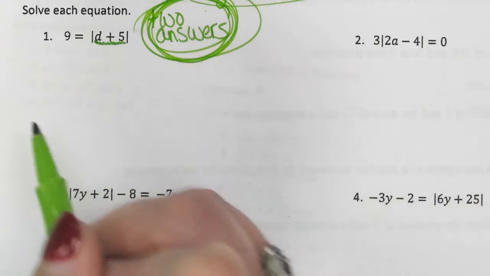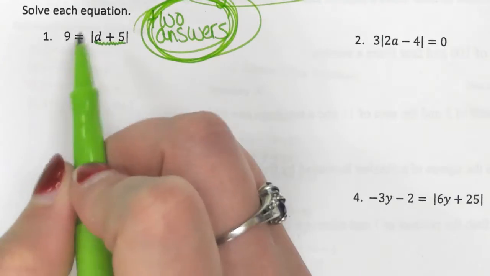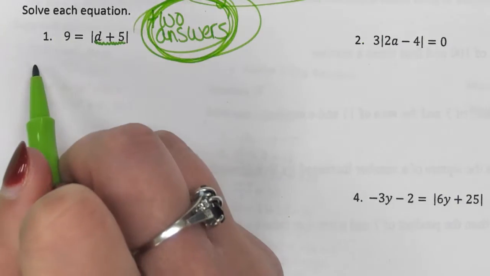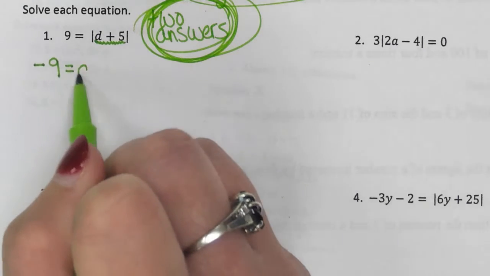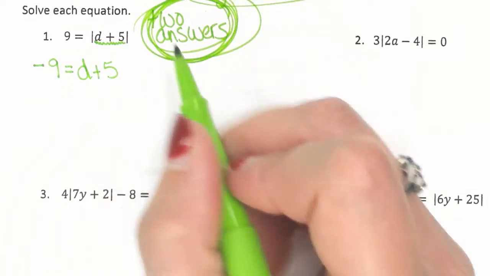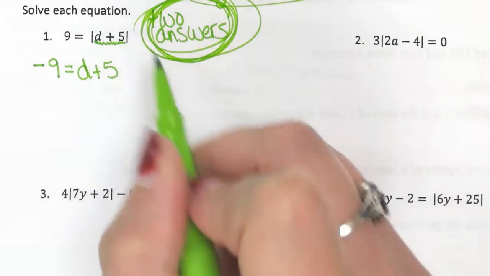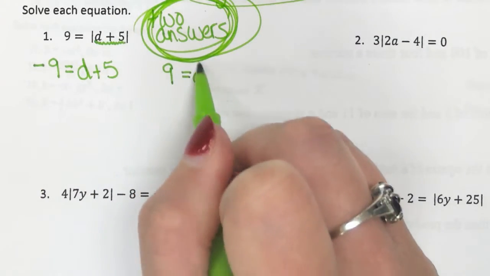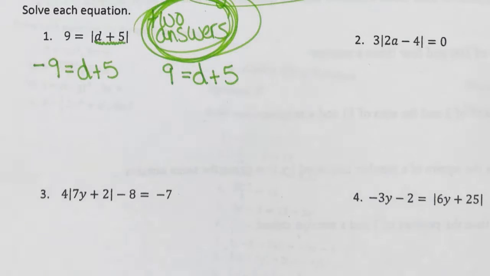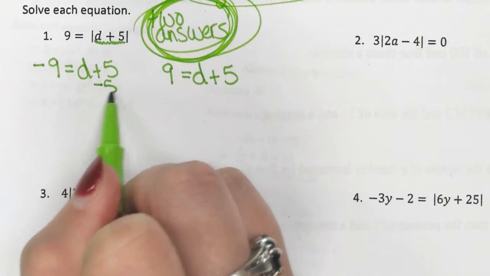So what happens if that inside is equal to a negative? What do those bars make it? So I can say negative 9 is equal to D plus 5, because when I put it in those bars, it's going to be positive, right? And then what happens if I put a positive number inside here? What's it going to become? It's still going to be positive. So you got one negative and one positive. All right, here we go. What can I do to solve for D? There you go.